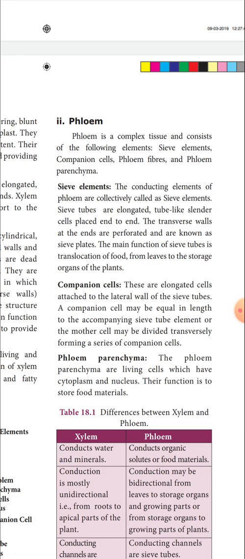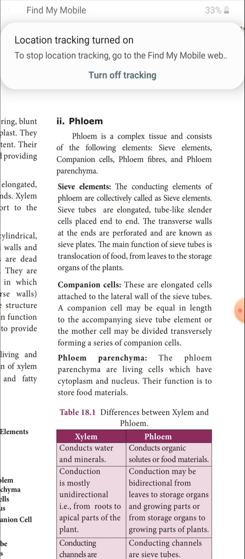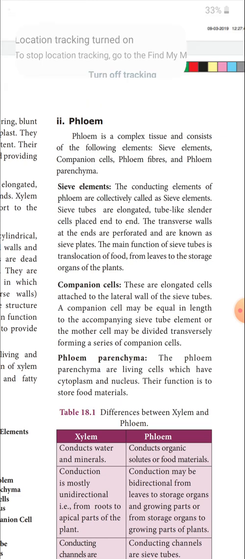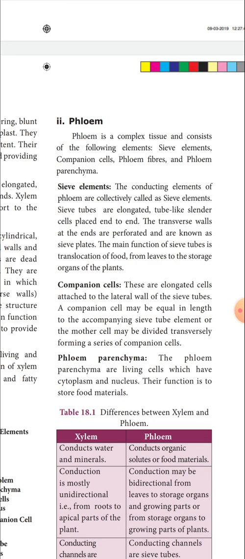Okay, so about the size of the companion cell, already I said the companion cell is associated on the lateral side of the sieve tube. So the length of the companion cell may be equal to the accompanying sieve tube, or sometimes the mother companion cells are divided into many other companion cells, a series of companion cells. That's all about companion cells.